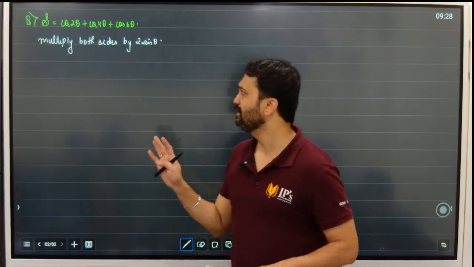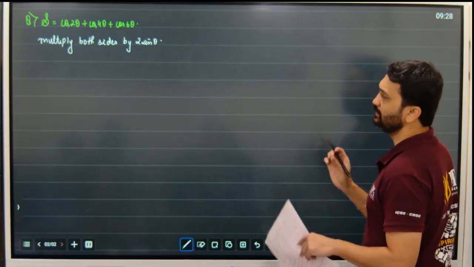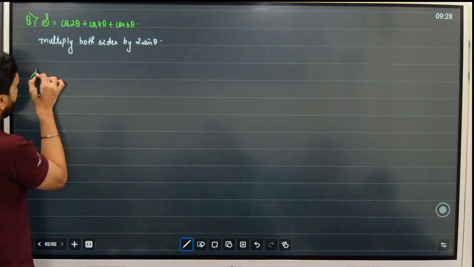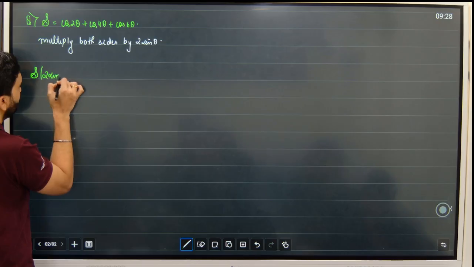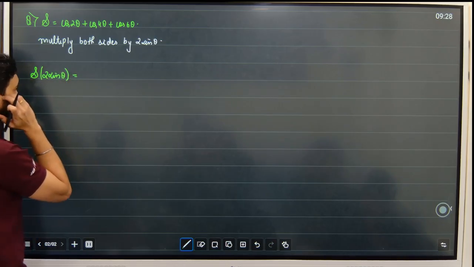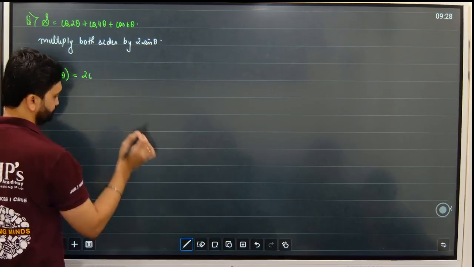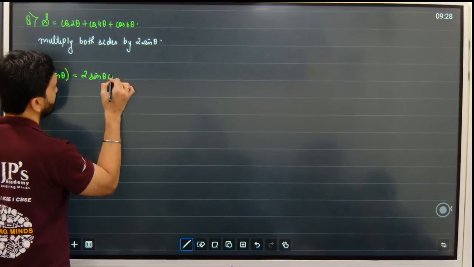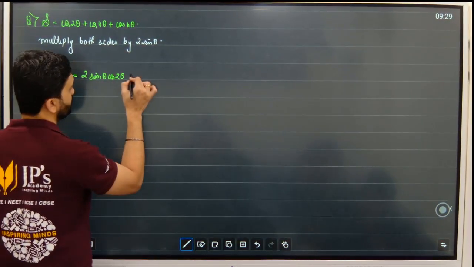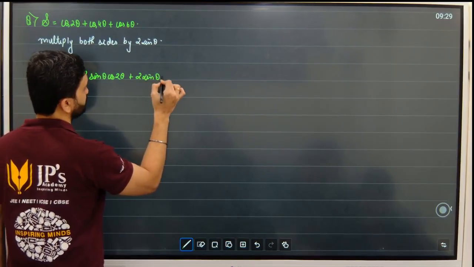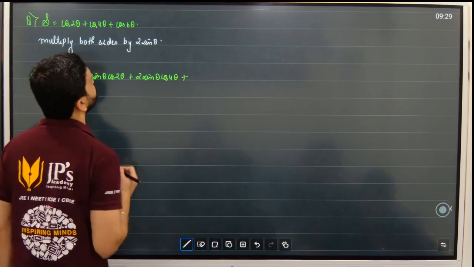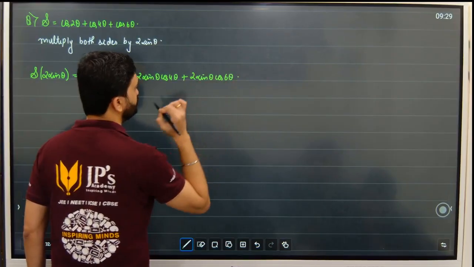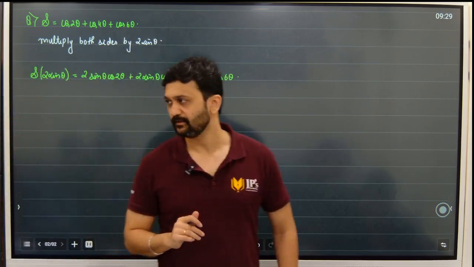मैंने क्या किया, मैंने मल्टीप्लाई बोथ साइड्स किया बाय 2 sin थीटा. अब इससे फ़ायदा क्या होगा, लेफ्ट हैंड साइड में कुछ नहीं होगा, S इंटू 2 sin थीटा इज इक्वल टू 2 sin थीटा इंटू cos 2 थीटा प्लस 2 sin थीटा इंटू cos 4 थीटा प्लस 2 sin थीटा इंटू cos 6 थीटा. Okay, I repeat again.